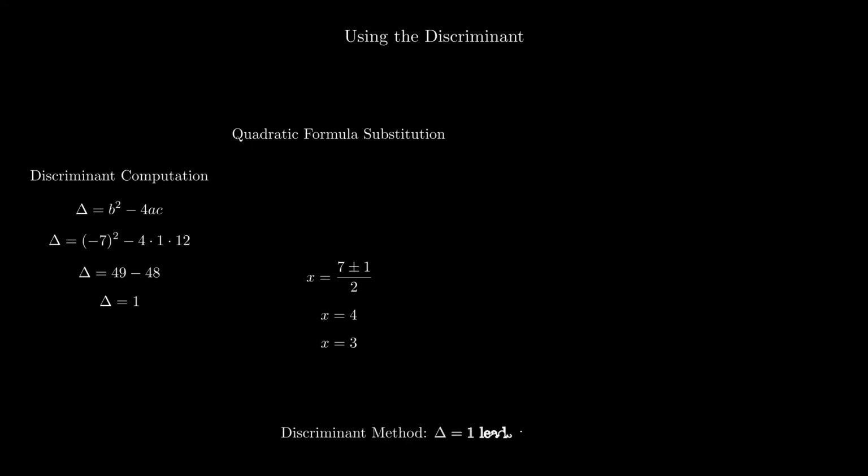To summarize, the discriminant of 1 confirms that the quadratic equation has two distinct real roots, namely x = 3 and x = 4, validating that both solution methods lead to the same result. Welcome to Scene 4, Comparing Methods.